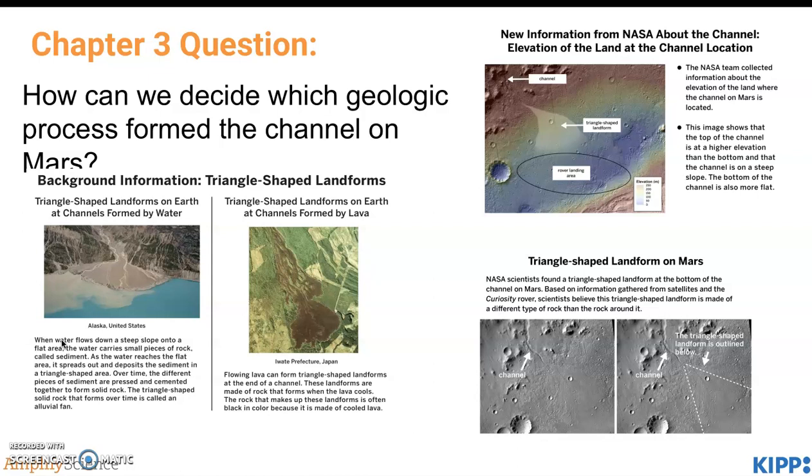Then they are introduced to new evidence, a triangle-shaped landform discovered at the base of the channel on Mars. Students use the evidence gradient to consider how convincing this piece of evidence is in relation to other pieces of evidence and consider which claim this piece of evidence supports. The purpose of this lesson is to introduce students to the process of evaluating evidence, an important component of scientific argumentation.